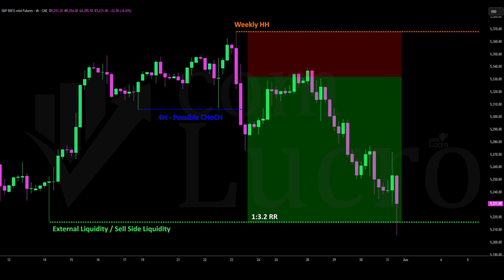As we can observe, price retraces back into the optimal trading zone, respects the premium retracement area, activates the 4-hour entry, and eventually continues lower toward the external liquidity target, reaching the full 1 to 3.2 objective.